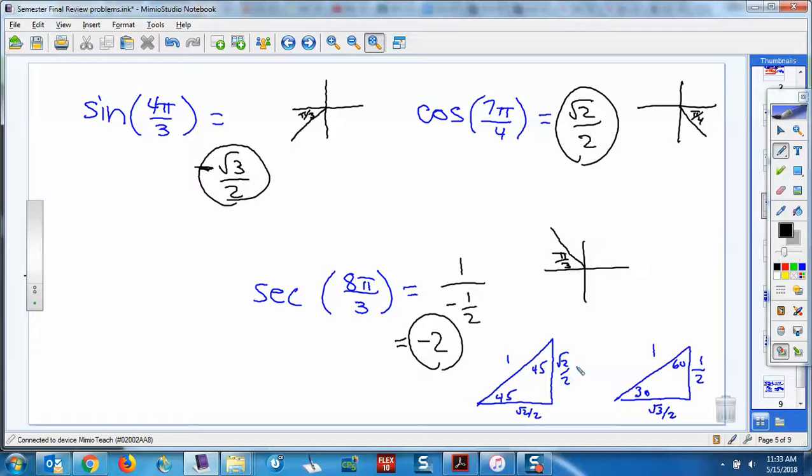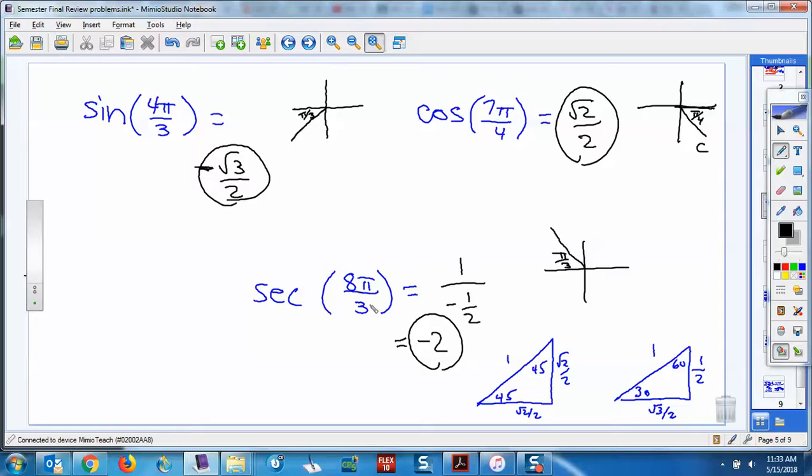Now, don't forget about tangent, sine over cosine, so you have to do some dividing there. But 7 pi fourths would be just 1 pi fourth short of 2 pi, which is 8 pi fourths. And so that'd be root 2 over 2. Since it's cosine, you want the x, and so that'd be positive over there. Plus, cosine's positive down in this quadrant too, or in this quadrant also. Down here, secant, you're going to do the reciprocal of cosine.